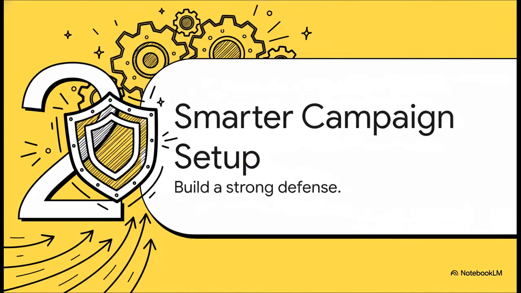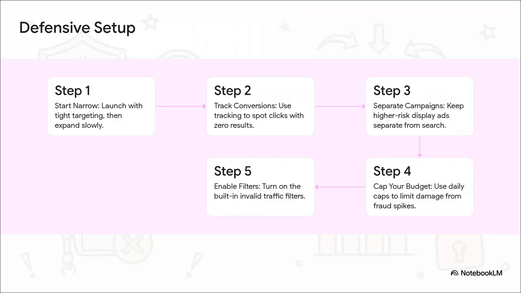Okay, on to Layer 2, smarter campaign setup. Now we're talking about building a really strong defense right into the way you structure your campaigns from the very beginning. So how do we do that? Well, first off, always start narrow. Launch with really tight targeting and only start to expand once you're confident the traffic is clean. Second, and this one's a big one, it's non-negotiable. You have to track conversions. It's the only way you'll ever spot a tidal wave of clicks that leads to nothing.